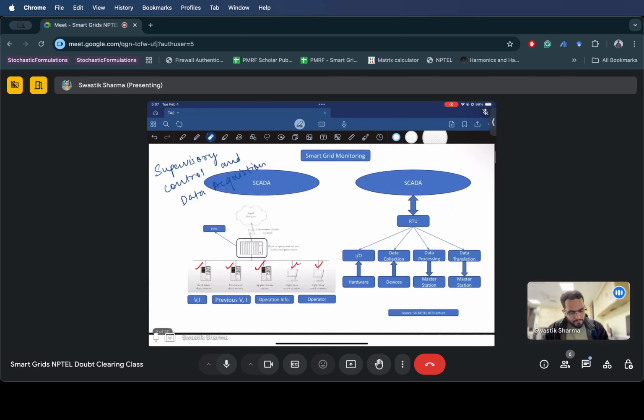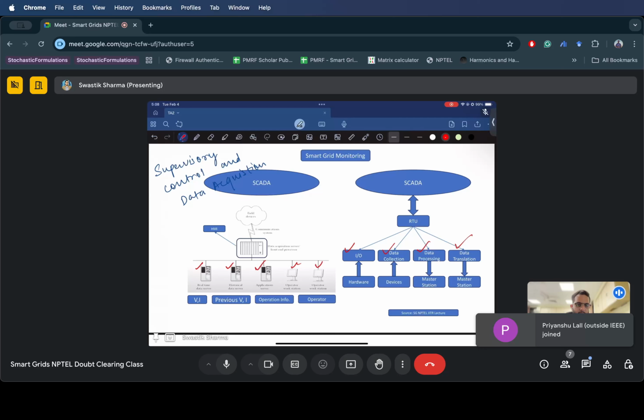So that's the RTU's job: to have an input output port, collect the data, process the data, translate the data and relay it to the master station. The master station is the place where you are sitting right now and looking at the data. To summarize, the master station is the place where you remotely control everything, for all of your control algorithms, whatever you want to do. Then you have RTUs, which relay the data from field devices to you, and then you have communication systems which help you in communicating this data from field devices to the master station, right?